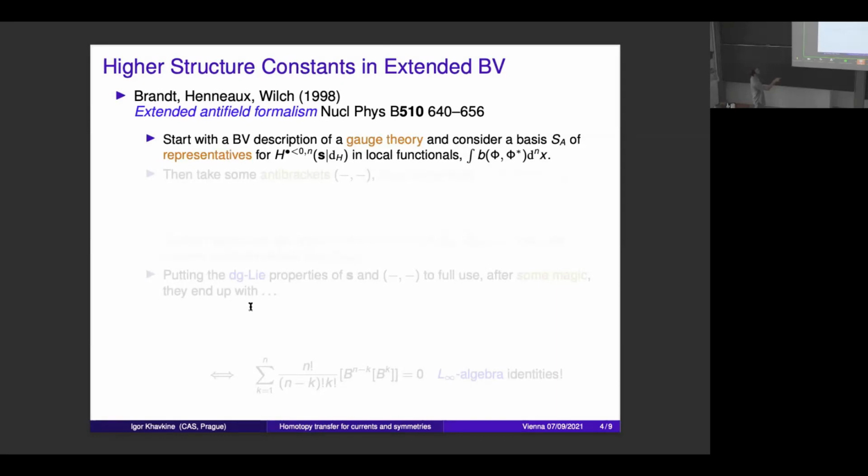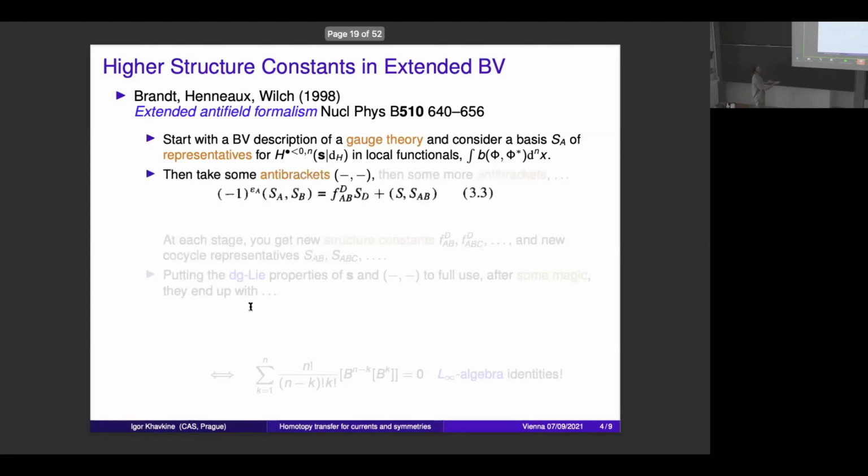All right. We start with a BV description of a gauge theory, as I presented. We are now looking at local functionals, right? So these are cohomology classes. We want to look at forms of certain ghost degrees in top horizontal degrees, so things that we can integrate over the manifold. Okay, they look like this. So we want to consider the cohomology of the BV differential in local functionals. Okay, so this notation. So you can compute this cohomology. Let's say we pick a basis of representatives for the cocycles, for the cohomology classes of these guys in negative ghost degree. What can we do with this?